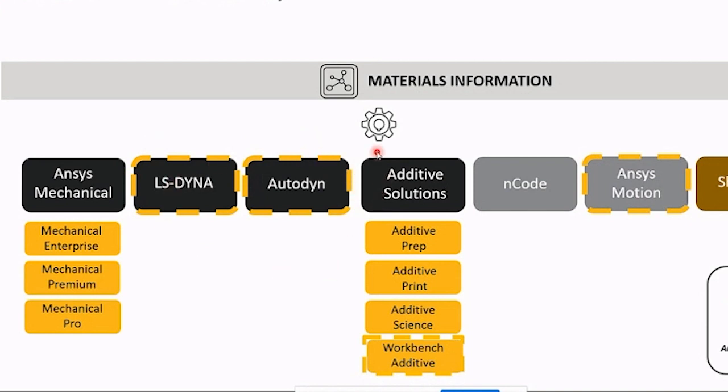Then we have additive solutions. ANSYS additive solutions are mainly used to simulate the 3D printing process. Later in the coming presentation, I will quickly show a slide on these additive solutions. Then we have some add-on tools like nCode. nCode is an add-on tool for fatigue calculations, and ANSYS Motion is an add-on tool for multi-body dynamic analysis. Then Sherlock is a tool for PCB reliability study. Today we are going to concentrate mainly on mechanical, and we'll also touch on all these tools.